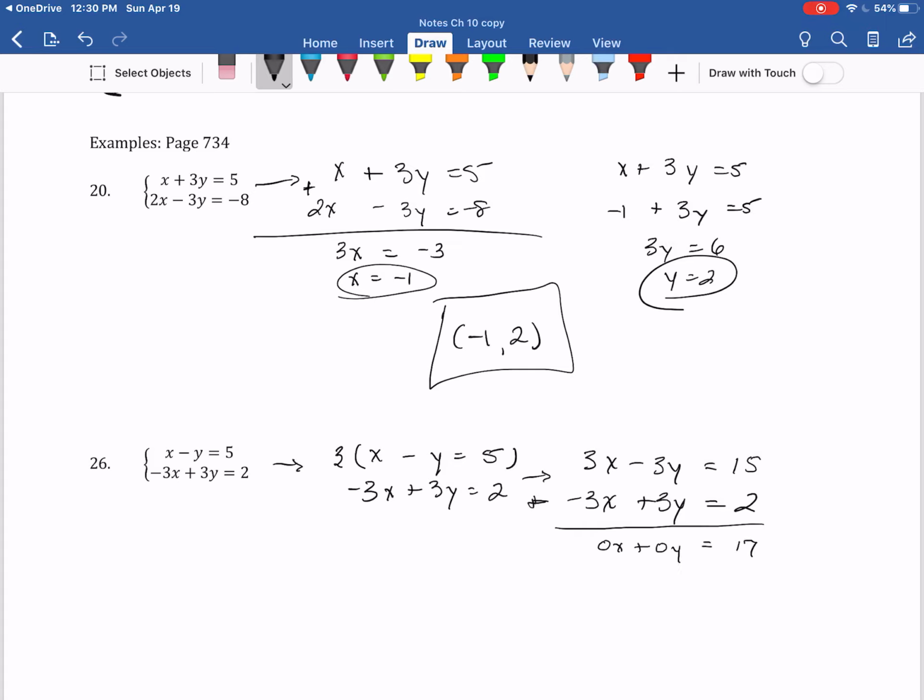So what you need to do now is decide if that is actually a true or a false statement. All of my variables were eliminated, both the x's and the y's. In other words, 0 is equal to 17 is what you would have written down maybe. And you have to decide, is that true or false? Well, that is obviously false. 0 does not equal 17, and therefore you have no solution.